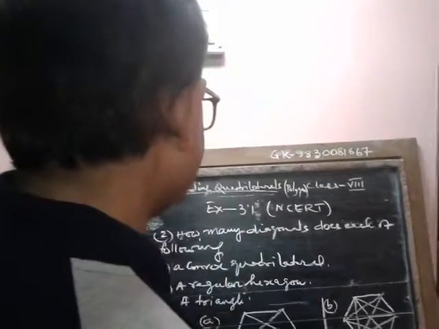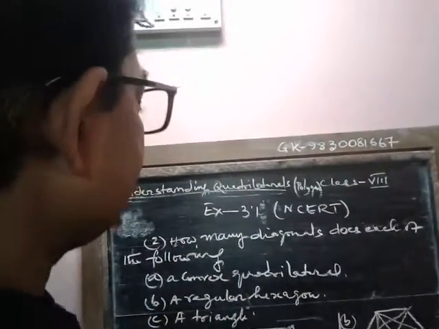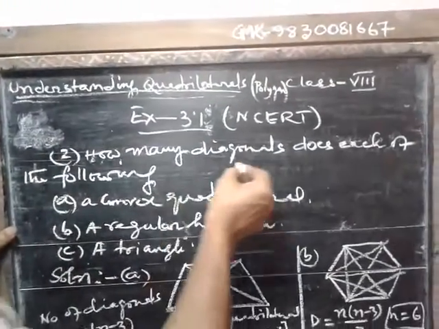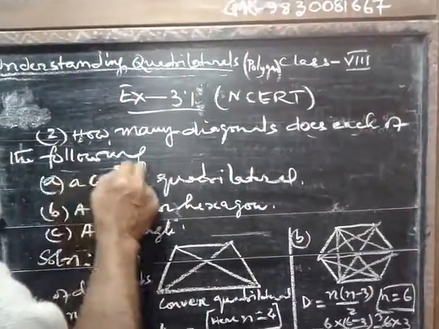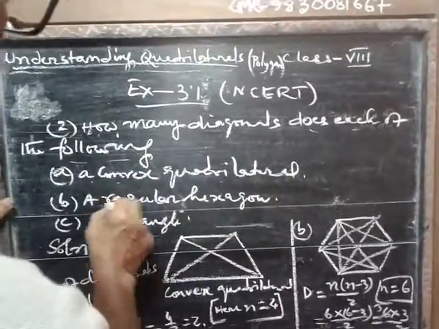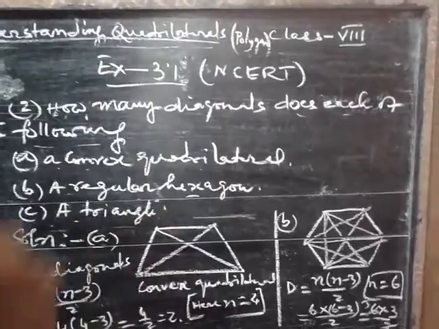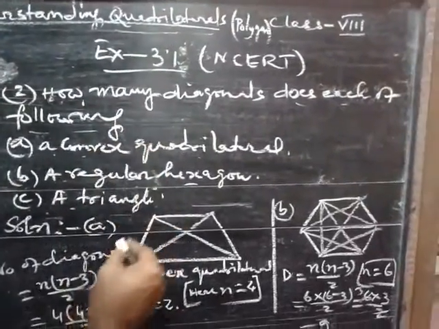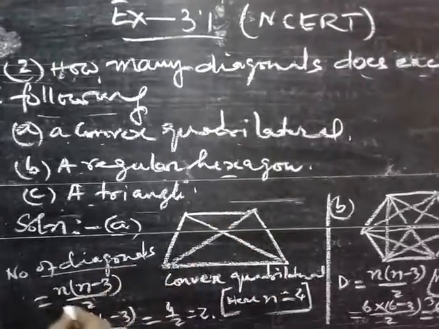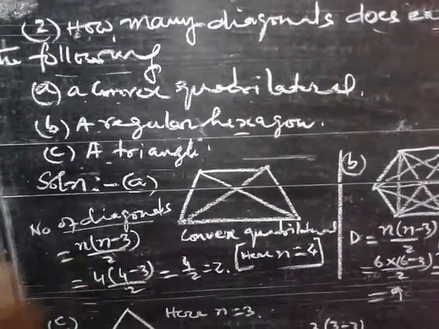So here I have taken number 2 of NCERT exercise 3.1. How many diagonals does each of the following have? One is a convex quadrilateral, a regular hexagon, and another is a triangle. Solution: we know the formula, number of diagonals of a polygon equals n(n minus 3)/2.